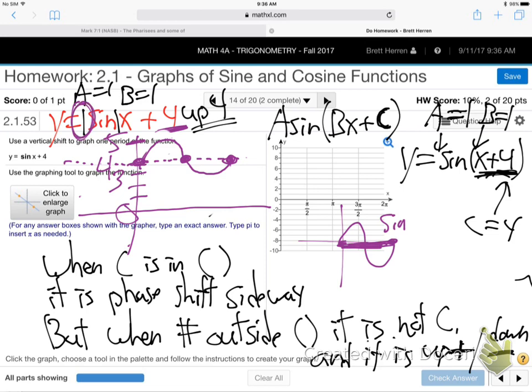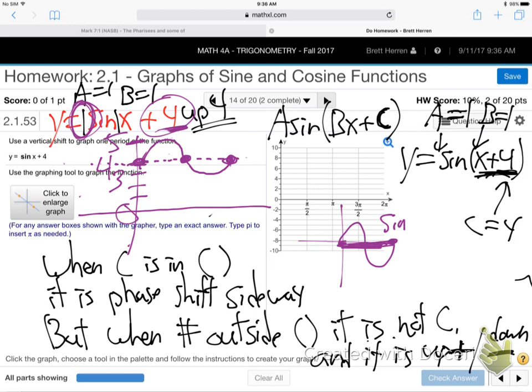Remember, amplitude is how far sine or cosine goes above and below its midline. Everybody with me on that? If this amplitude was 2, if A was 2, then with the middle being 4, it would go up to 6 and down to 2, for example. You getting the idea? So the midline is 4. This moved the midline up 4, and the amplitude is 1, going above and below the 4 by 1.